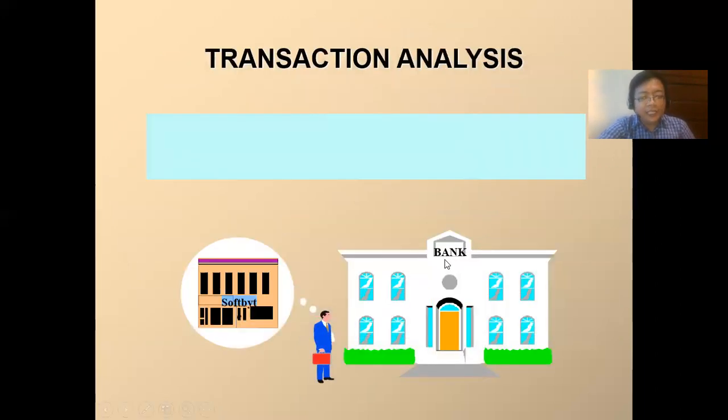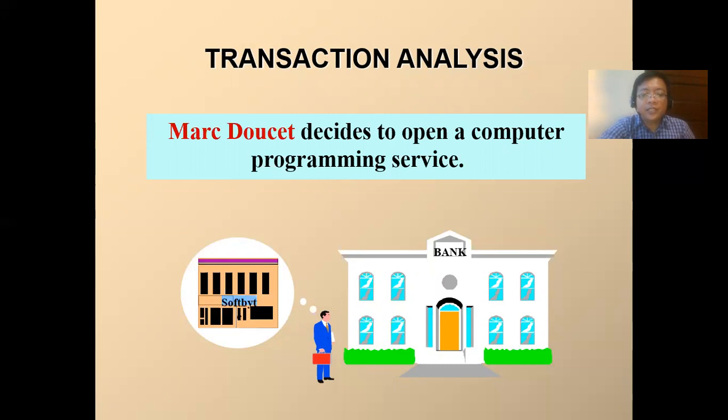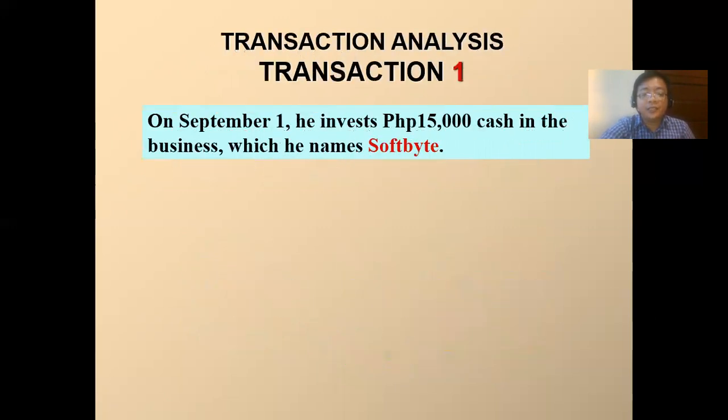To further discuss this, I have here transaction analysis. Don't worry, it is not debit and credit, but merely recording of your assets equals liabilities plus your owner's equity. For example, Mark Doucet decides to open a computer programming services business called SoftBite. On September 1, he invests 15,000 pesos, or let's say dollars, or 15 million, for example. 15,000 cash in the business, which he names SoftBite.